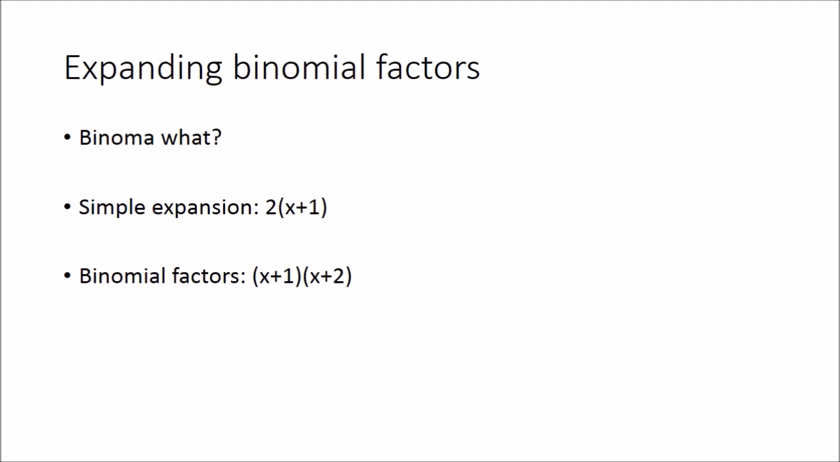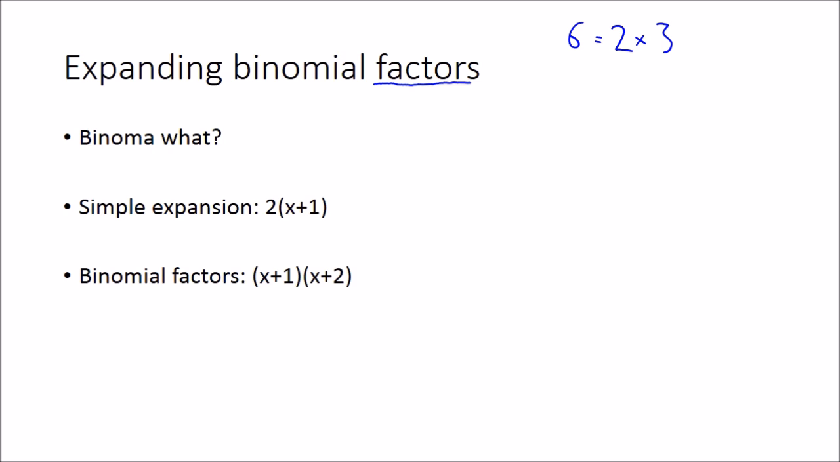So what we're going to look at is expanding binomial factors, and the first thing you're probably going to ask is, what is a binomial? Now it's pretty easy. When we're talking about factors, factors are the numbers which multiply together to give you a multiple. So for example, the factors of 6 are 2 and 3. They're two possible factors. So anything that we're multiplying together can be a factor.